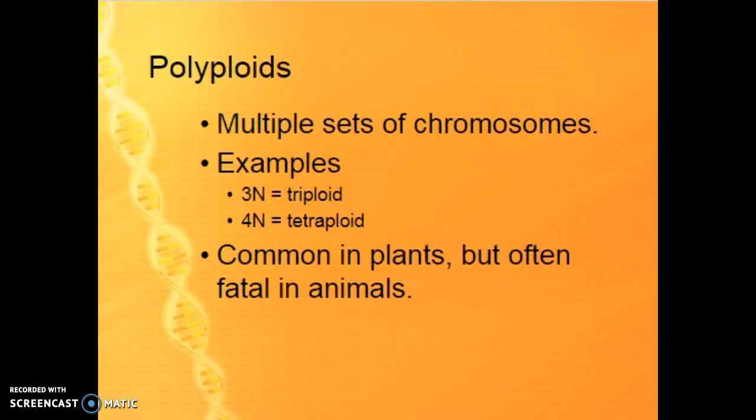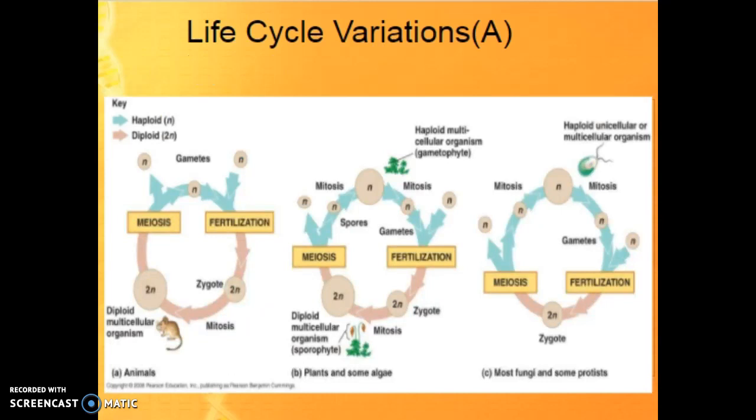Polyploids are going to be entire sets of chromosomes. So we're not talking about a trisomy here. We're talking about a polyploid. So we've got an entire extra set. So instead of being diploid or haploid, now we're tetraploid or triploid. Really common in plants, but most of the time in animals, it's fatal.